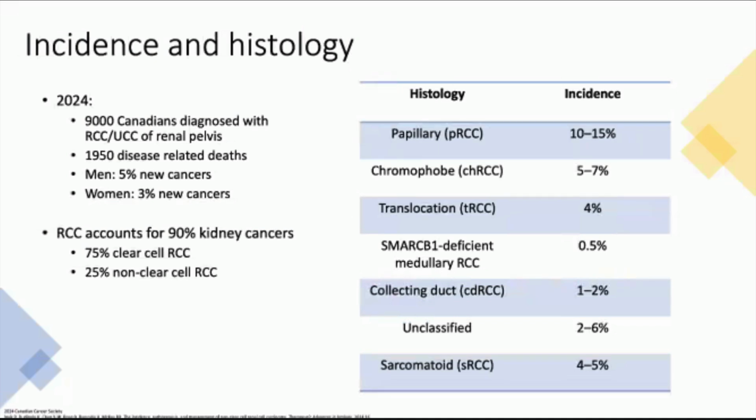And RCC represents about 5% of all newly diagnosed cancers in men and 3% of new cancer diagnoses in women. RCC accounts for 90% of all kidney cancer diagnoses, of which 25% are of non-clear cell histology. And within the NCC-RCC category, papillary is the most prevalent, followed by chromophobe histology.